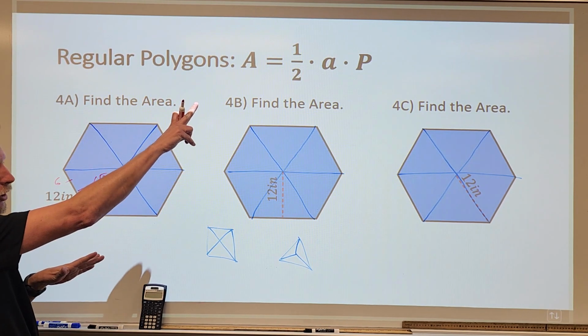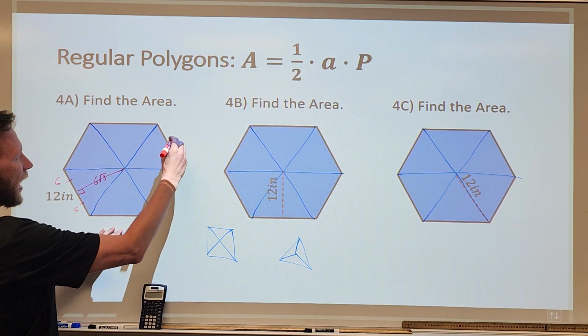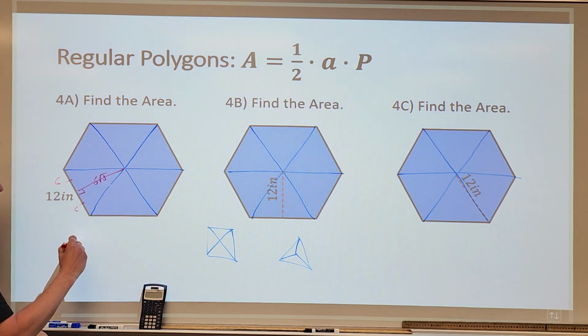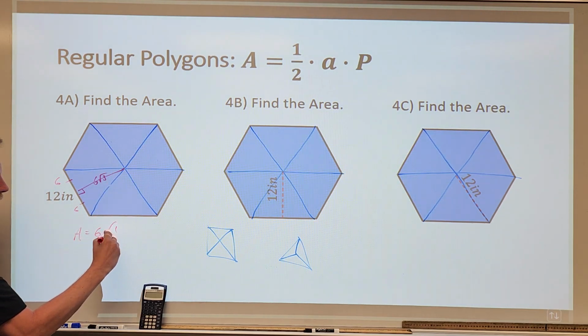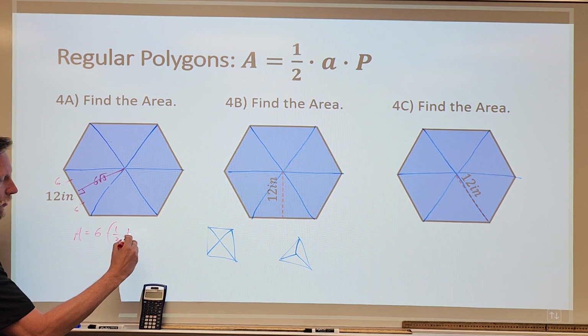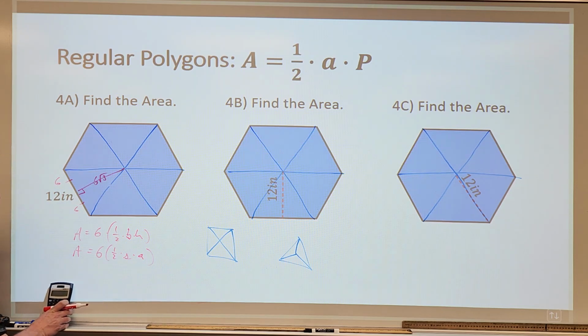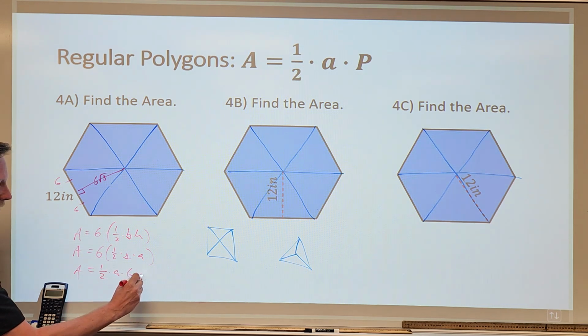Now, the reason why this formula works, though, let me explain that, is because we have basically six of these triangles. So let's try to understand this. The area is six of these triangles. So I have 6 times 1/2 times the base of the triangle times the height of the triangle. The thing is that the base of this triangle is one of the sides, right? And the height of the triangle is the apothem. And so if I were to change the order of these things that are all being multiplied, I would have 1/2 times A times 6 times S.